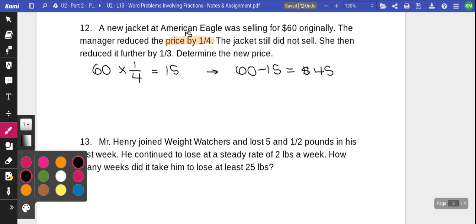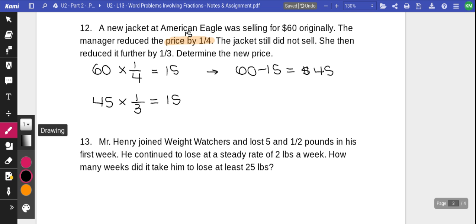So then she said, okay, that price is going to go down. The price is 45 now. She's going to reduce it by 1/3. What am I going to do with that 1/3? Multiply it by 1/3. That'll tell me how much she's reducing it by. What's 45 times 1/3? 30. But I did it the other way, so it would be 15. Good. 15.